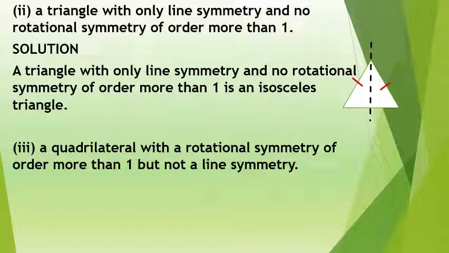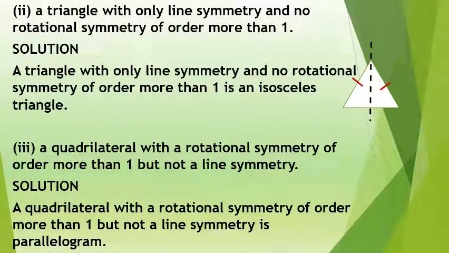Next, a quadrilateral with rotational symmetry of order more than 1 but not a line symmetry. Is it possible to draw such a quadrilateral? Yes, the parallelogram has no line symmetry but has a rotational symmetry of order 2, that is more than 1.